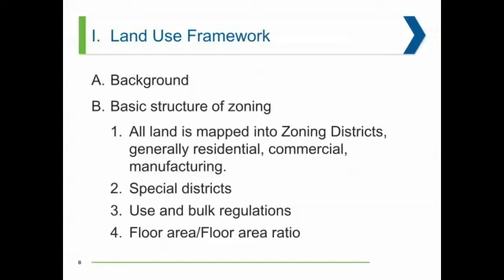So the maximum size or bulk of a building is determined by the floor area ratio, or FAR, assigned in the zoning resolution to the zoning district in which it is located. The FAR expresses the relationship between the amount of usable floor area in a building and the area of the lot on which the building stands. Very simply, you multiply the lot area by the FAR, and that gives you the permitted amount of floor area.